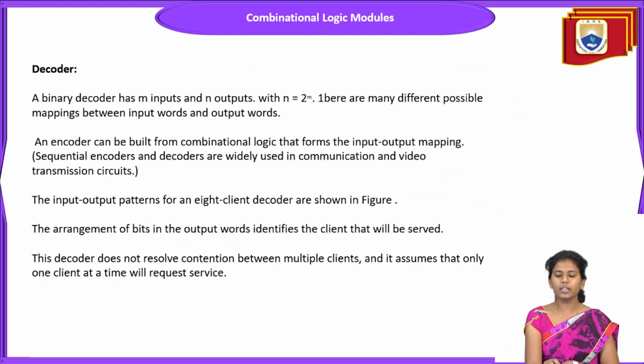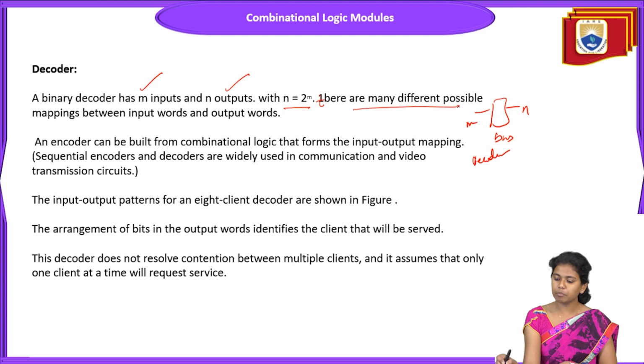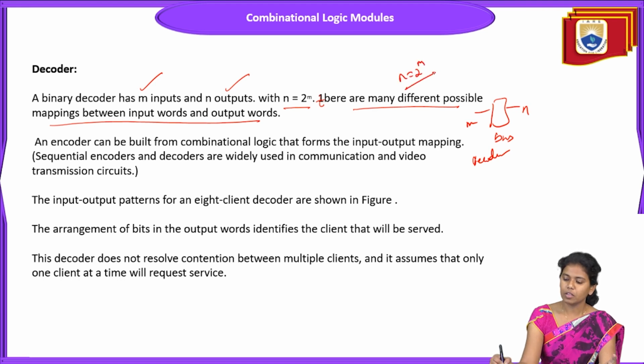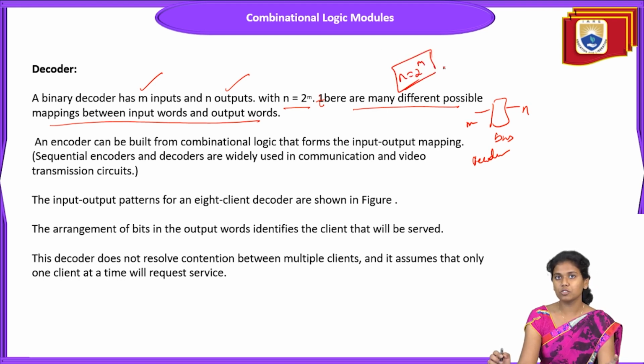So the decoder has m inputs and n outputs. Okay, m inputs and n outputs in terms of bus. A decoder in terms of bus, with n equal to 2 to the power m, there are many different possible mappings between the input word and the output word. So if my output n is equal to 2 to the power m, there may be many different possibilities of mapping between the input and the output word.